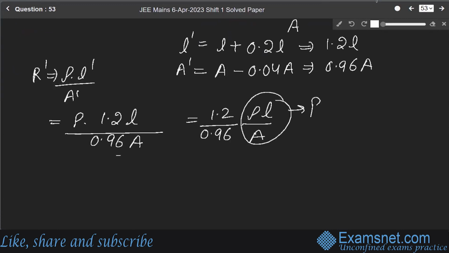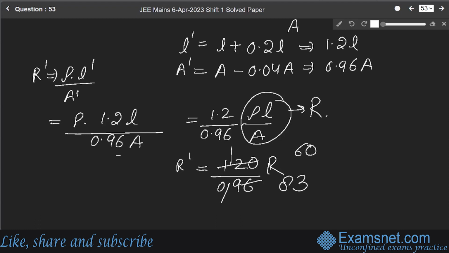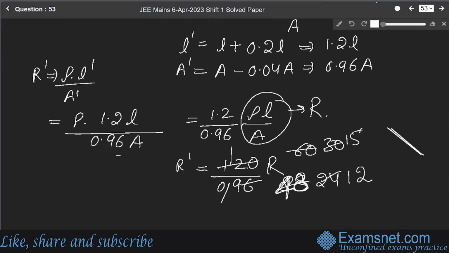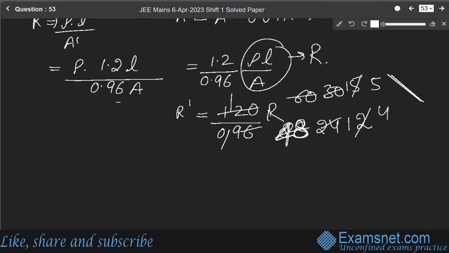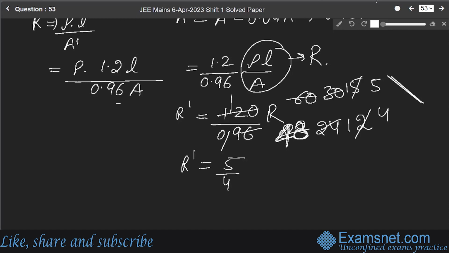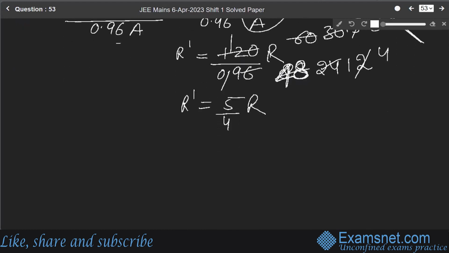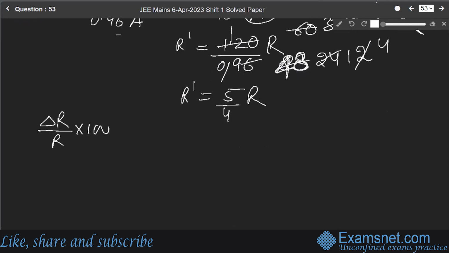What is rho L over A? This is basically R. So R dash will be equals to 1.2 over 0.96. So solving this, we will get R dash equals to 5 by 4 R. So now we have to find the percentage change in the resistance. So percentage change in the resistance will be delta R over R into 100. It will be equals to R dash minus R over R into 100.